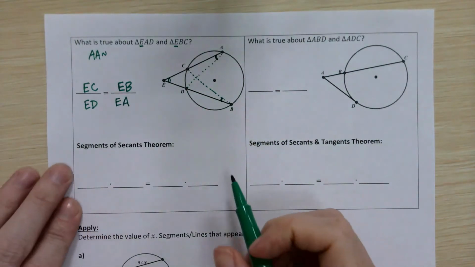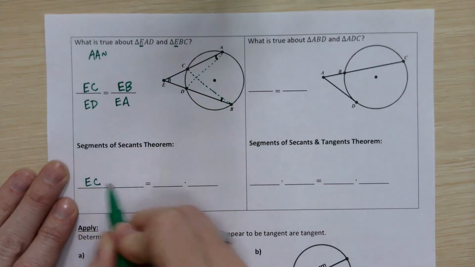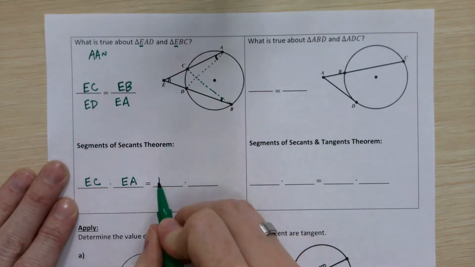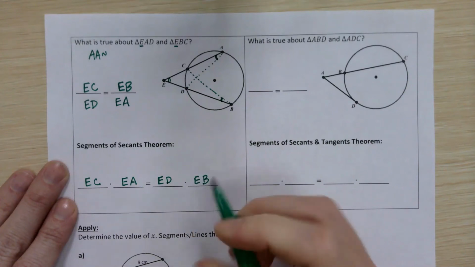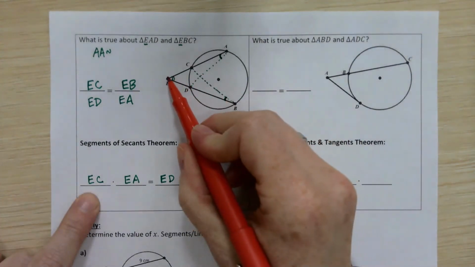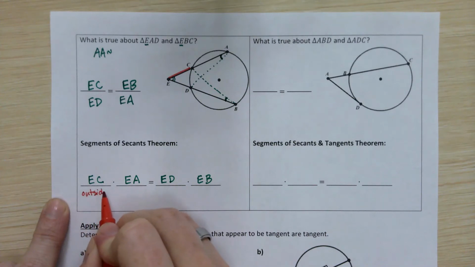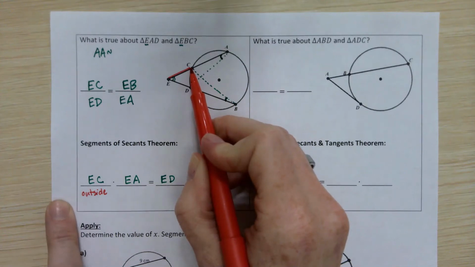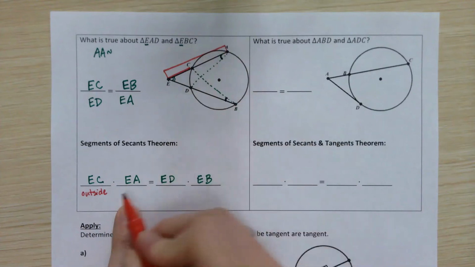So again, we're going to be able to cross multiply, and in this case we're going to end up with EC multiplied by EA, and then our other cross product will be ED multiplied by EB. Now let's look at what those segments are actually doing in our picture. EC is what I would call an outside segment from that common intersection point to where it hits the circle, the secant the first time. EA is this whole entire segment.